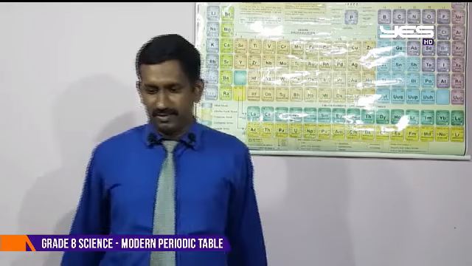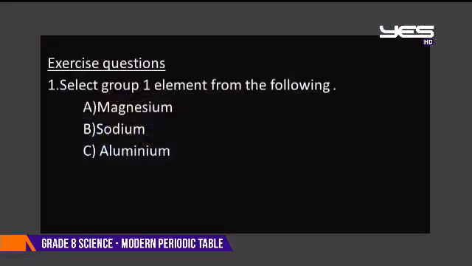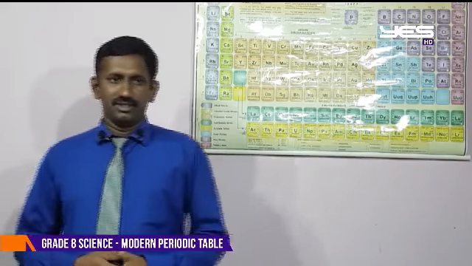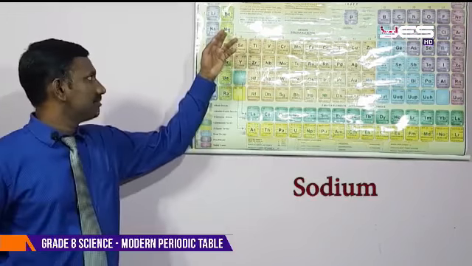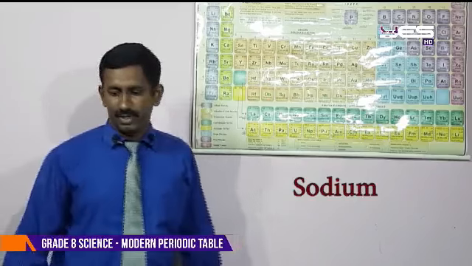Okay, we can practice some exercise questions. The first exercise question is: select the group 1 element from the following. Options are option A magnesium, option B sodium, option C aluminum. Check the periodic table and select the group 1 element. Did you get the answer? Yes, okay, right? The answer is sodium. Sodium is in group number 1.